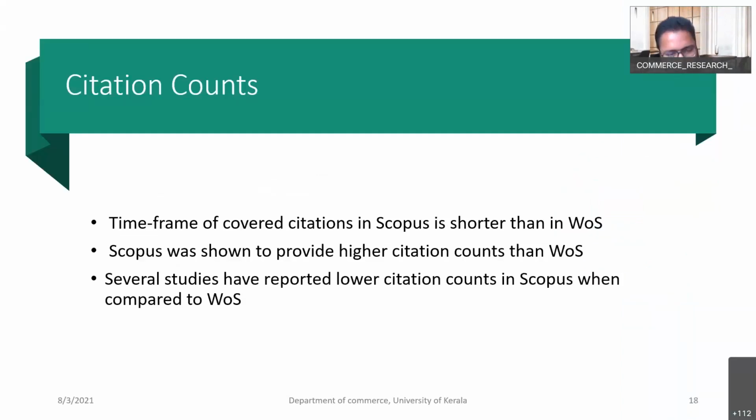So, citation counts. The time frame of covered citations in Scopus is shorter than WOS. Scopus was shown to provide higher citation counts than WOS. Of course, Scopus is an ocean, so many journals are listed in Scopus. Several studies have also reported lower citation counts in Scopus when compared to WOS.